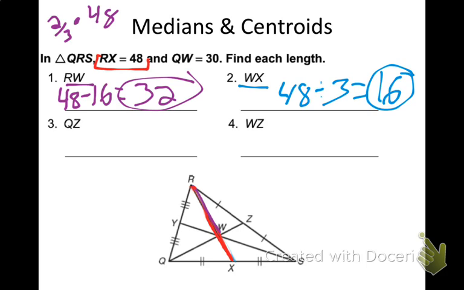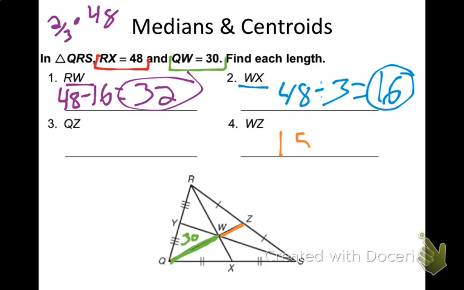Okay, and again, it might be helpful for a lot of you to find that smaller segment first. Let's try the next one. QW is 30. So this segment right here is 30. Does everybody see how that is not the whole segment? I have a partial segment. So I'm going to find WZ first. Who can tell me what WZ is going to be? Tigger? Nice job. Yeah, it's going to be 15.